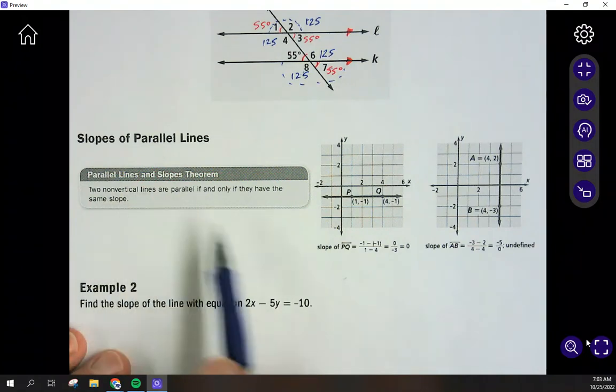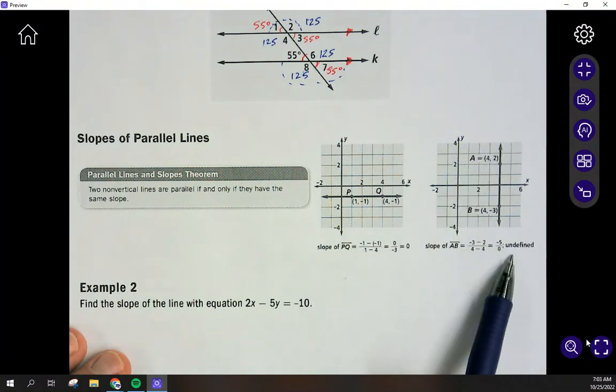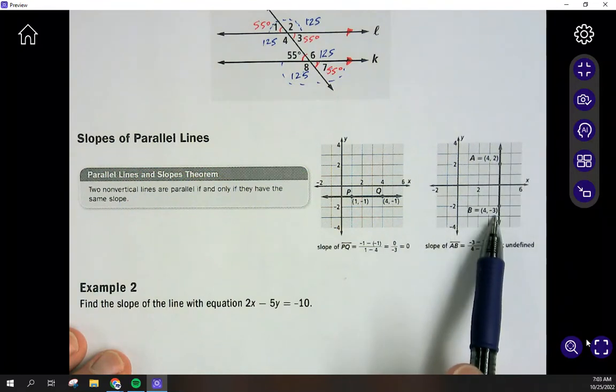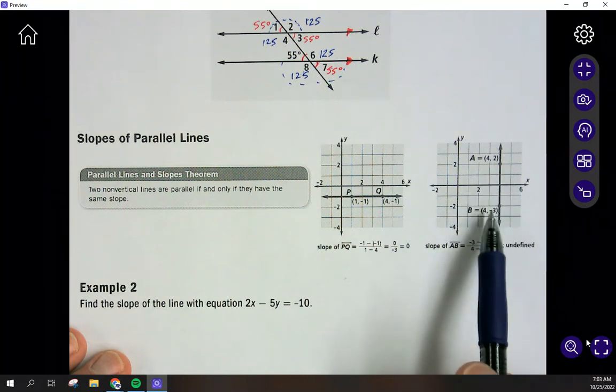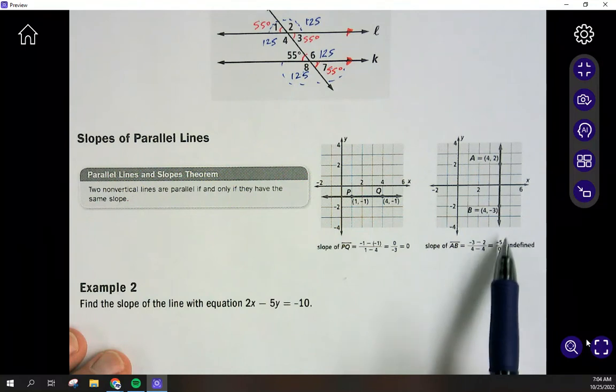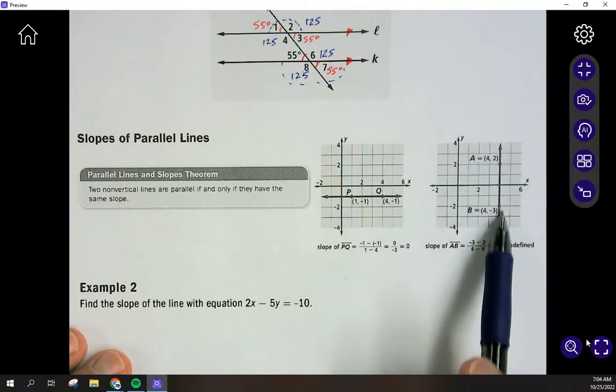Now notice it says non-vertical. A vertical line that goes straight up and down doesn't have a slope. It's undefined. Remember your slope formula: subtract your y's on top, so -3 minus 2 right here, y values. Subtract your x's. When you have a vertical line, you end up with a 0 on the bottom, and you can't divide by 0. So it's undefined.